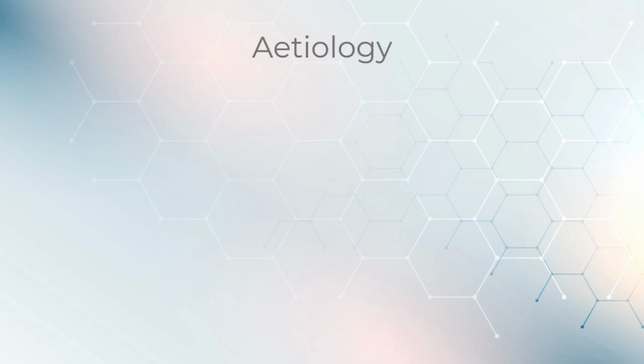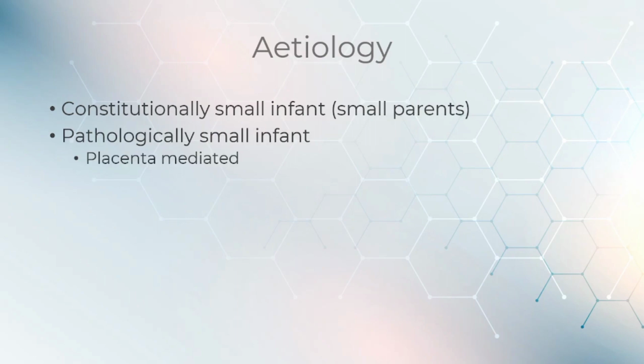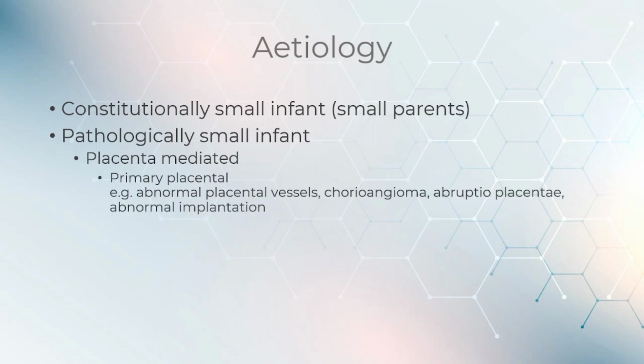The condition of being small for gestational age occurs in constitutionally small infants, likely born to small parents, as well as pathologically small infants. Here, several reasons apply. There are placenta-mediated reasons. Primary placental conditions are abnormal placental vessels, chorioangioma, abruptio placentae, and abnormal implantation.